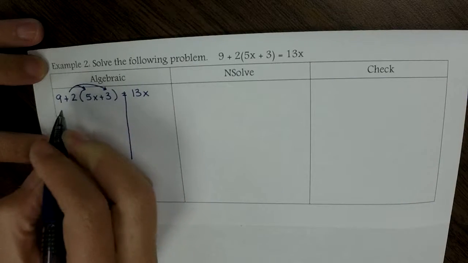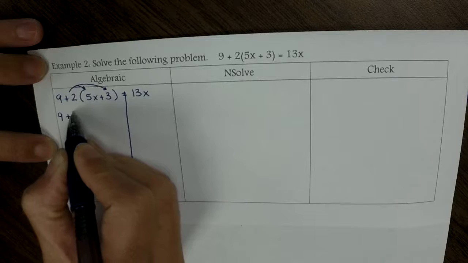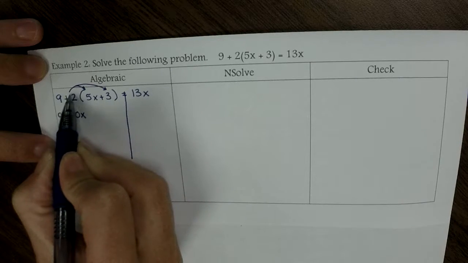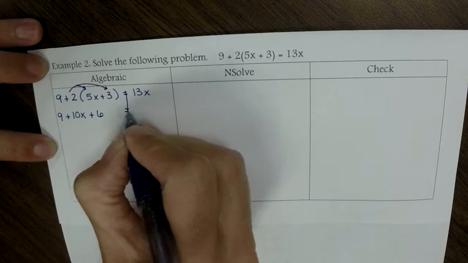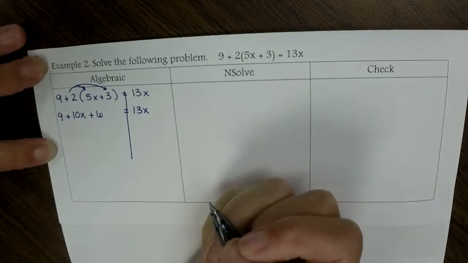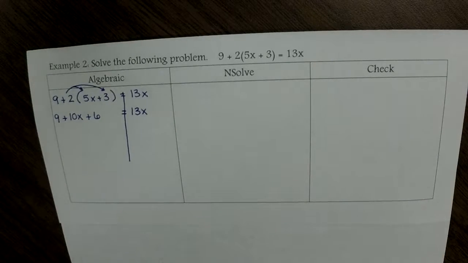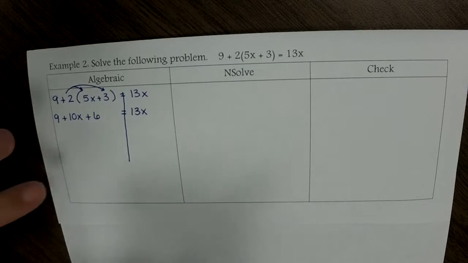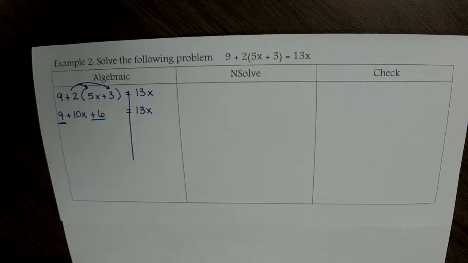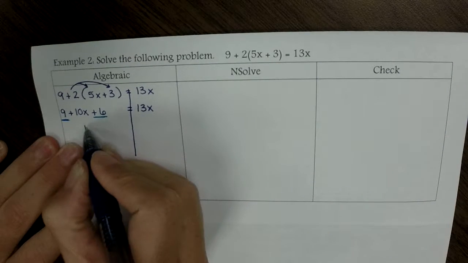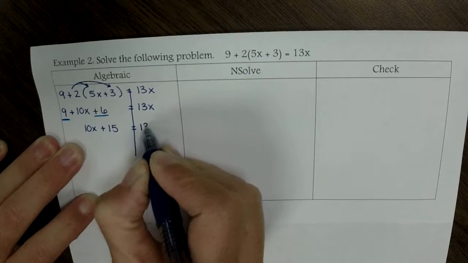So we would go ahead and distribute the 2. So I'm going to bring the 9 down. 2 times 5x would be positive 10x. 2 times positive 3 would be positive 6. And then on this side I didn't change anything, so I just bring that down. So now I've distributed. My next step is to combine like terms. Well, I do have some like terms. On the left side, the 9 and the plus 6 should go together. So that's 15. So I have 10x plus 15 should equal 13x.